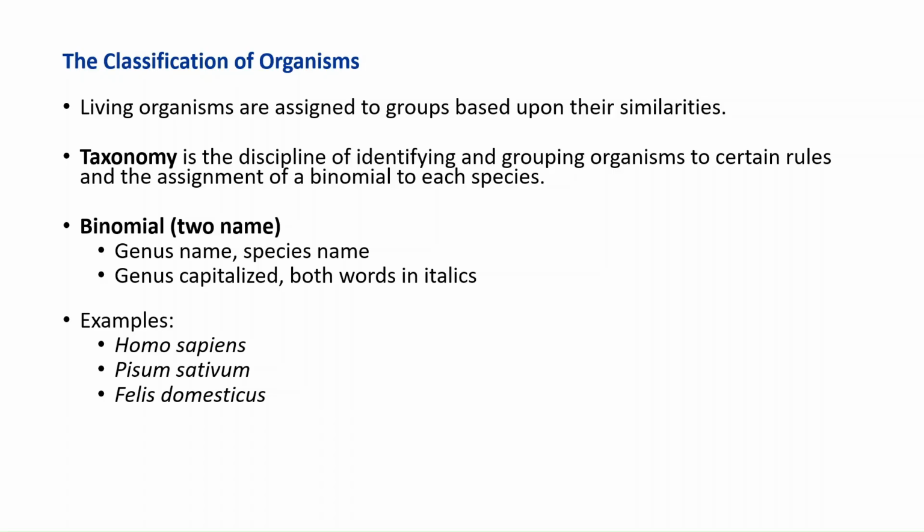We said that there's a tremendous variation in life. So living organisms are assigned to groups based upon the similarities, and taxonomy is the science that identifies and groups organisms and assigns a name to each species that we call a binomial. Called binomial because that means two names. You get the genus and the species. The genus is always capitalized, and both of them are usually written in italics, although when you're handwriting, you don't do that. So here you have some examples. Okay, human, Homo sapiens, that's the sweet pea, that's cat.